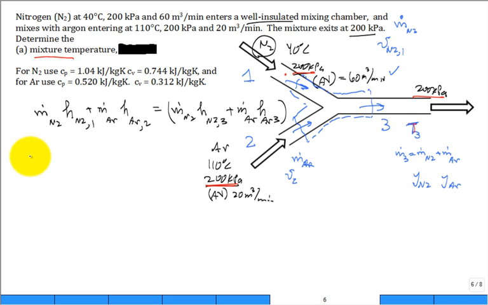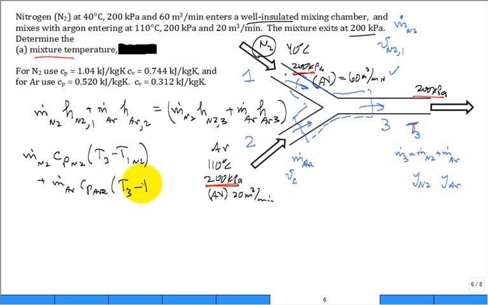All right, so now we're left with the mass flow rate of the nitrogen times the specific heat at constant pressure of the nitrogen times the exit temperature 3 minus the inlet temperature 1 of the nitrogen, plus the mass flow rate of the argon, C sub P of the argon, temperature exit minus temperature inlet of the argon, equal to 0. Does the algebra look okay? And guess what you get?